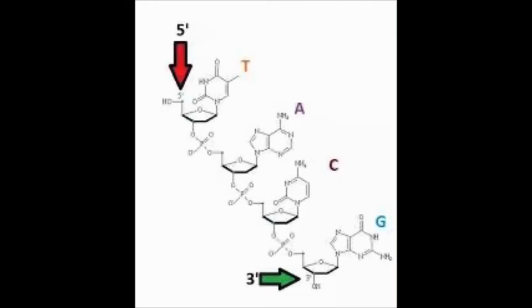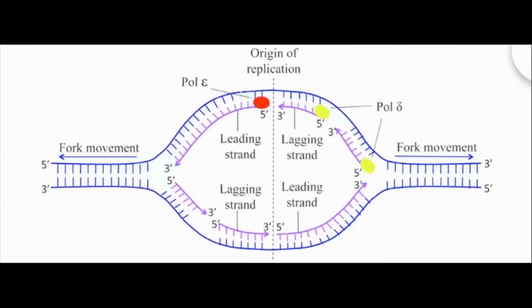DNA can be labeled with a 5' and a 3' end. The 5' end has a phosphate group attached, while the 3' end has a hydroxyl group attached. Replication only progresses in the 5' to 3' direction. But the replication fork is bidirectional, meaning that one strand is oriented in the 3' to 5' direction, called the leading strand, while the other strand is oriented in the 5' to 3' direction, which is called the lagging strand. Because of the directional difference, the 2 sides are replicated with 2 different processes.